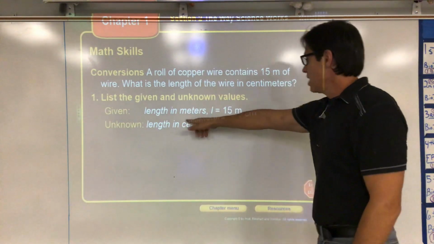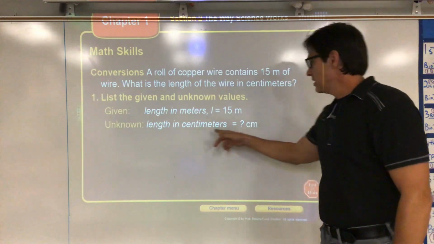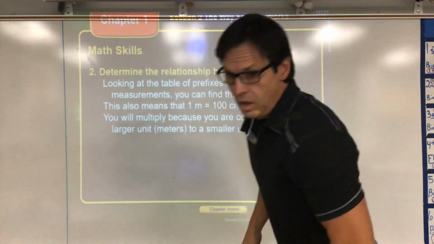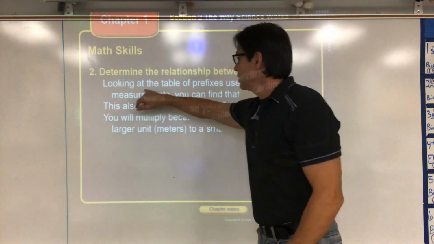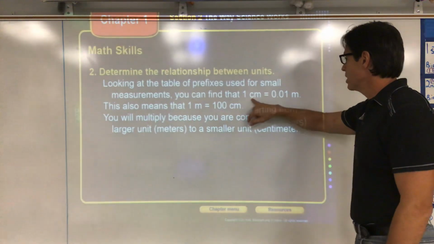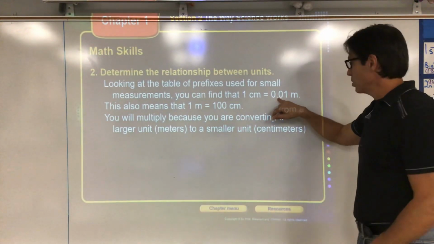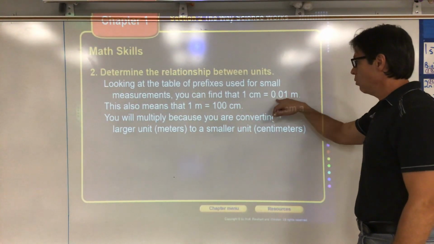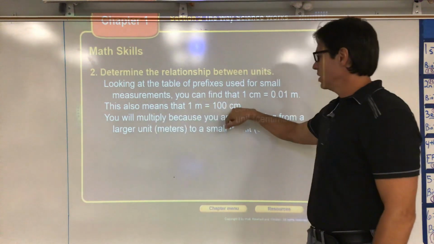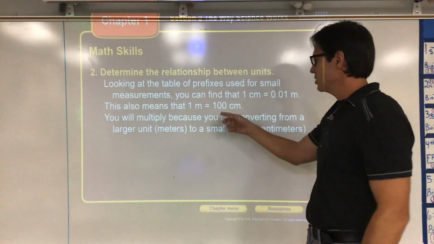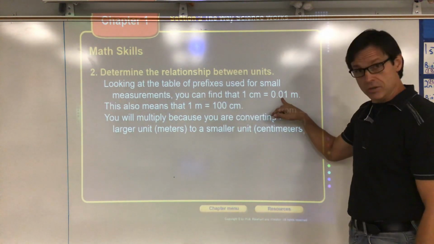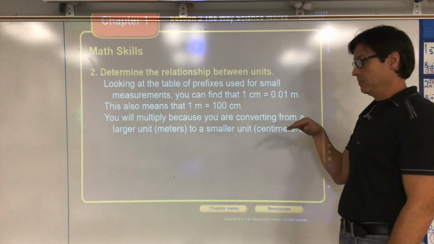So here's your given: you have 15 meters. The length in centimeters is what we're looking for. First things first, it says, looking at the table of prefixes used for small measurements, you can find that 1 centimeter, like I showed you at the top of your worksheet, is 0.01, 1/100th of a meter. So this also means that 1 meter is equal to 100 centimeters, vice versa. 100 of these makes 1 of these, and 1 centimeter makes 0.01 meters, just like in your PowerPoint.